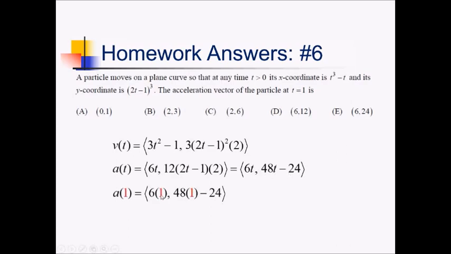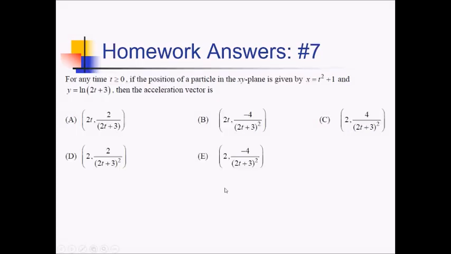That gives us 6 for the first piece of it, and there's only 2 answer choices that have that. And then we've got 48 minus 24, which is 24. So answer choice E. On this problem, I've got the position of a particle given by these parametric equations.